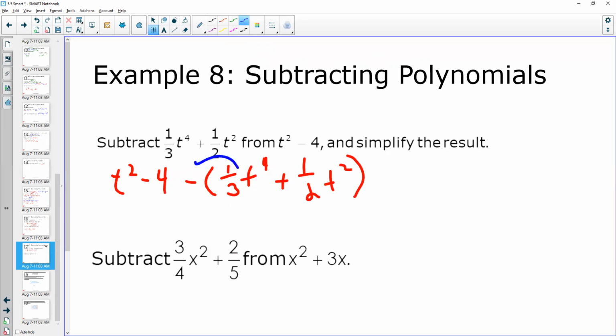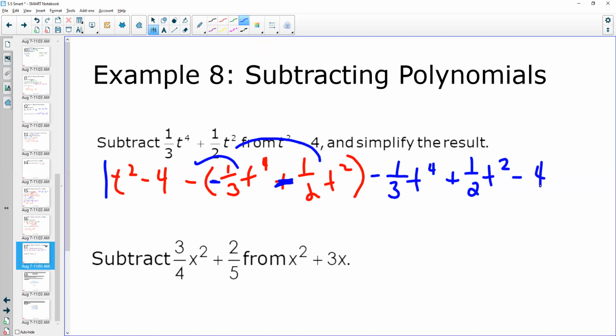I'm going to distribute that negative, so this becomes a minus, that becomes a minus. I don't have any other t to the 4th, so I just have minus 1/3 t to the 4th. I have a half, I have a t squared, so 1 of them minus a half of them, so I just have a half left. So I have half t squared, and then minus 4. That's it. Okay, you try the next one.